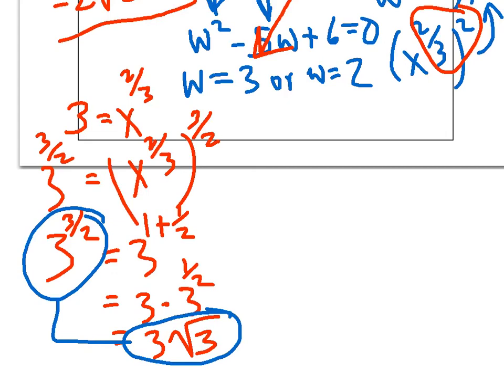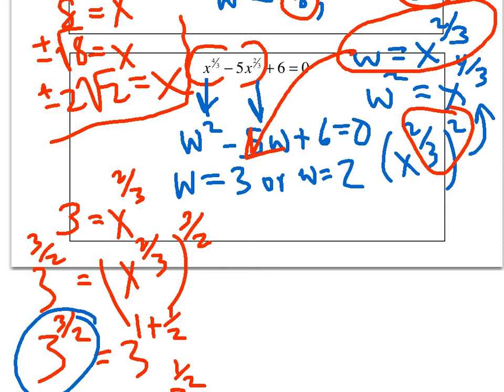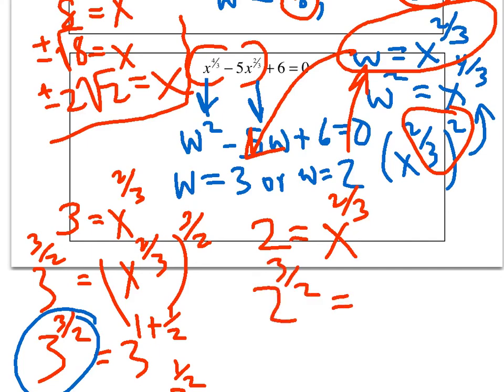You can do the same thing with the other solution, w equals 2. You substitute the value 2 into the equation. That's your relationship between w and x. So in this one, we're going to take 2 and substitute it in there for w. We get 2 equals x to the 2/3 power. Raise both sides to the 3/2. 2 to the 3/2 power equals x.